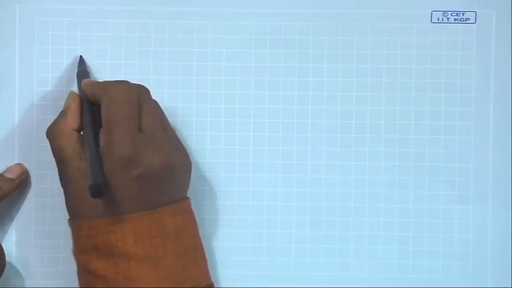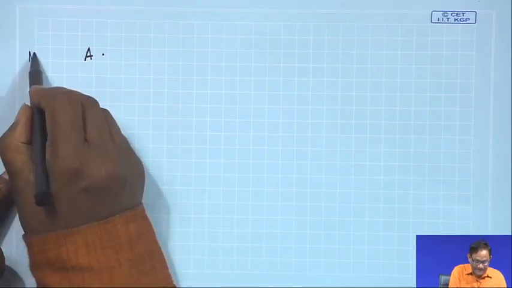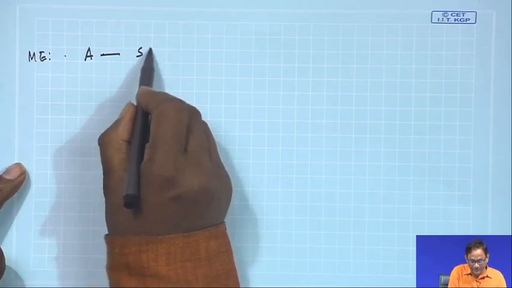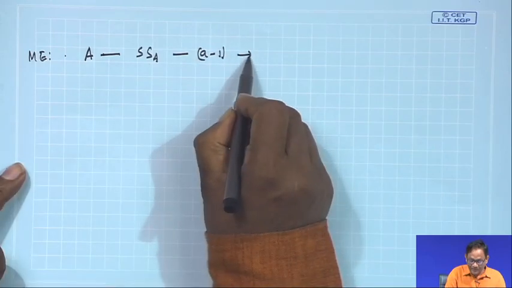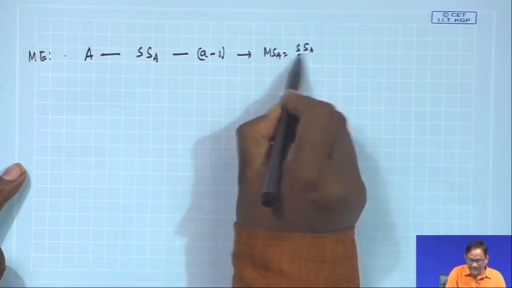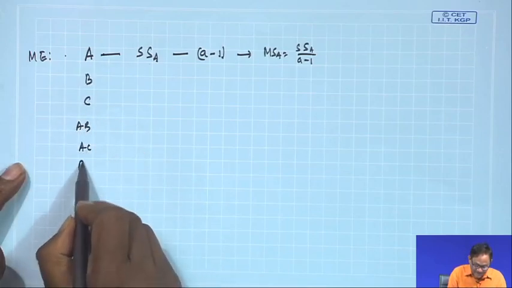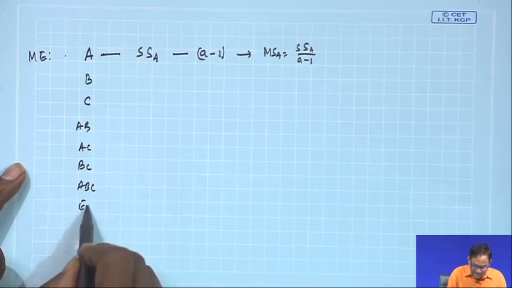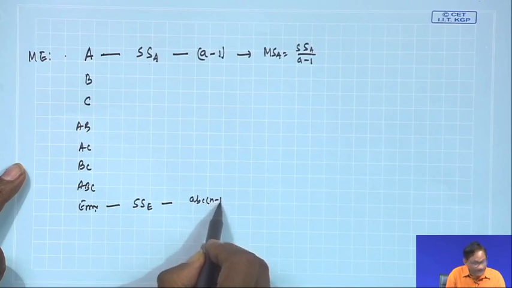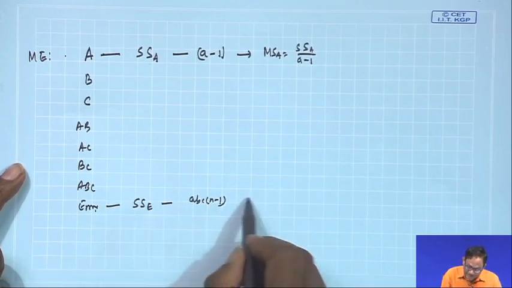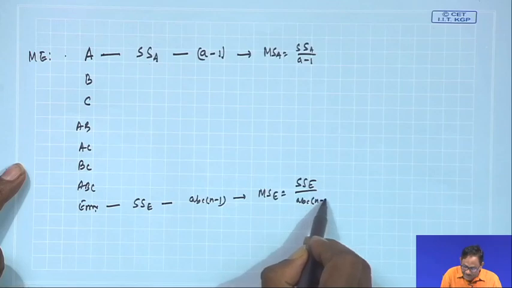So, one example I am giving, suppose you are interested to know whether the main effect A is having influence or not. Then you compute its SSA, its degree of freedom is a minus 1. Then you compute MSA, which is basically SSA by a minus 1. Similarly B, C, AB, AC, BC, ABC, then similarly error. For error you write SS error, and the degree of freedom is abc into n minus 1. So, MSE is SSE by abc into n minus 1.